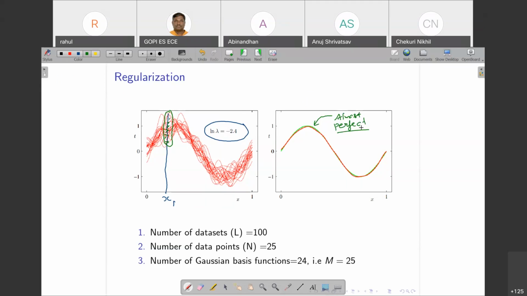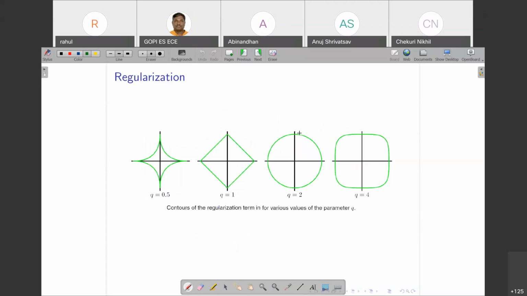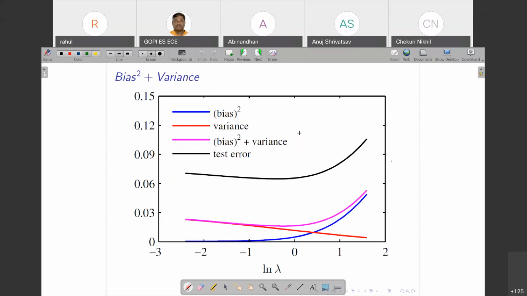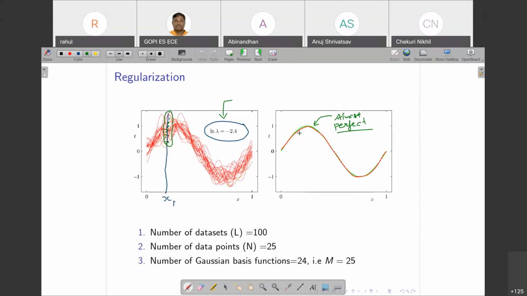So because of this regularization, we are getting different fits, but still, when I take this averaging, you are actually getting an almost perfect fit. So between the lambda and the fit of the average, that's what the next slide is. That's the point I just wanted to tell.